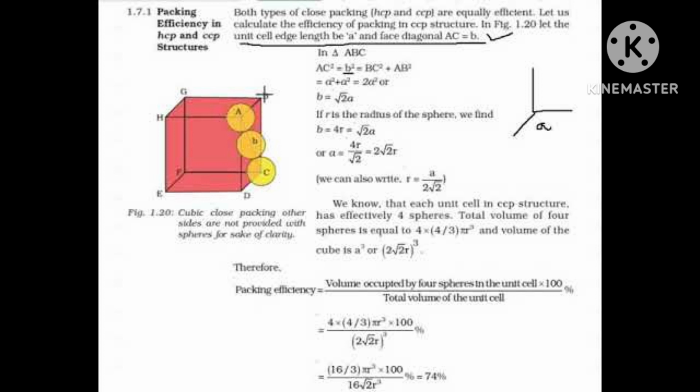Now just consider the cube. Both types of close packing, HCP (hexagonal close packing) and CCP (cubic close packing), are equally efficient. Let us now calculate the efficiency of packing in the CCP structure. Already I have told you the structure.